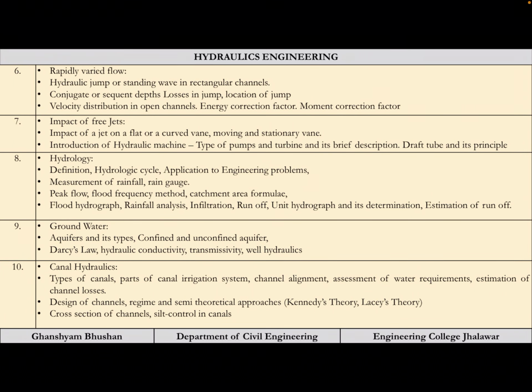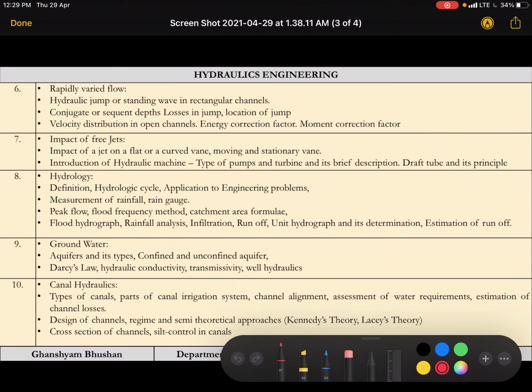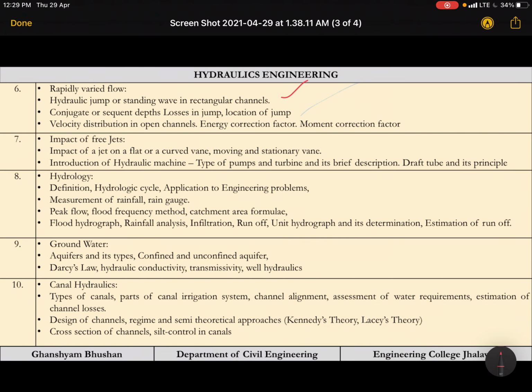After gradually varied flow, we will be seeing the rapidly varied flow. So these are the things which you will be facing in the field. So how you are going to analyze if the flow is rapidly varied, that we are going to study here. So hydraulic jump is there, conjugate depths, loss of energy in the jump, velocity distribution, energy correction factor, momentum correction factor. So all these things we are going to discuss in detail.